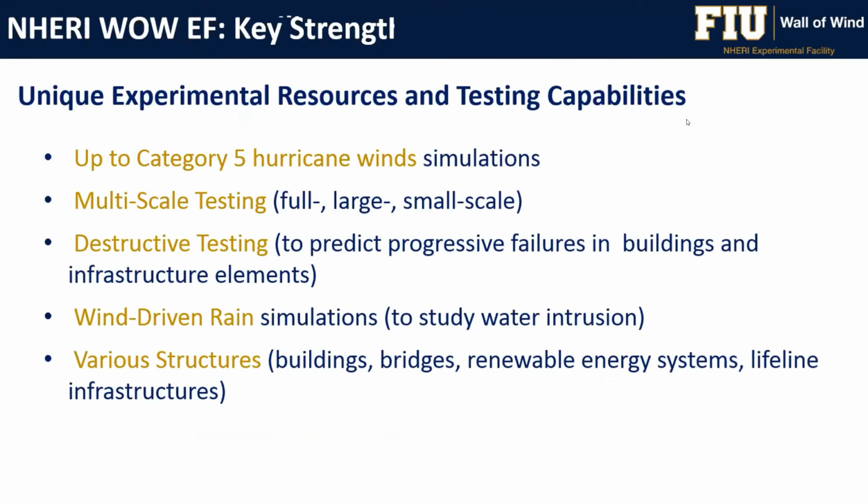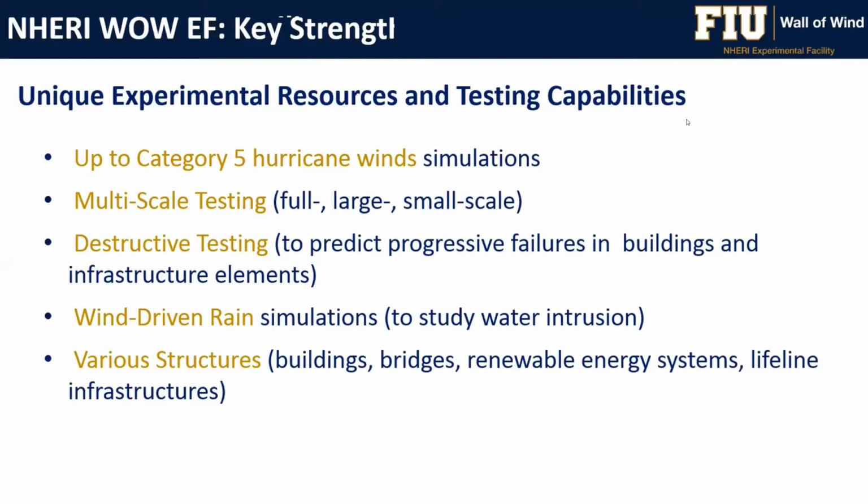So as I said, it's a large wind tunnel. So many questions could be, what is the difference from a conventional wind tunnel that we have all seen? These are some unique features and testing capabilities for the Wall of Wind, or we can call these the key strengths. As I already mentioned, we can simulate up to category 5 hurricane winds, which is at the high end. We can do various different scales of testing, like full scale, large scale, or even small scale. Those are the advantages, that you can test various scale effects on a single model.